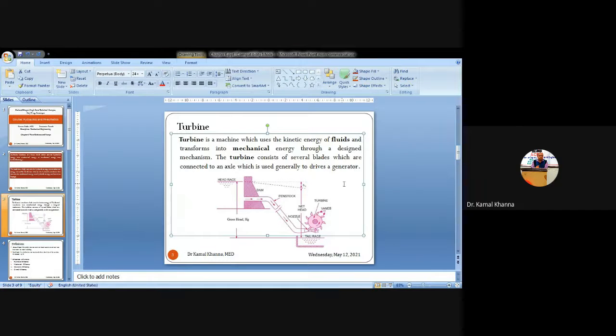So this is called the gross head, and net head is the amount of head or amount of energy that is available at the inlet of the pipe or the inlet of the nozzle. So the energy we get at the outlet of the nozzle and at the inlet of the turbine, that energy is called the net head. That is the head available at the outlet of the nozzle or at the inlet of the turbine. So that is called the net head.